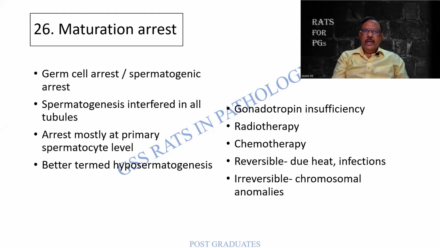The next one is maturation arrest. What is this? It can otherwise be called a germ cell arrest or a spermatogenic arrest, and it is better termed as hypospermatogenesis. The spermatogenesis is interfered with in all the tubules. We will be seeing the primary spermatocyte, but beyond that, the maturation does not occur. It can happen in a case of gonadotropin insufficiency, radiotherapy, chemotherapy. It may be reversible in cases of heat or infections, and irreversible whenever there is a chromosomal abnormality.